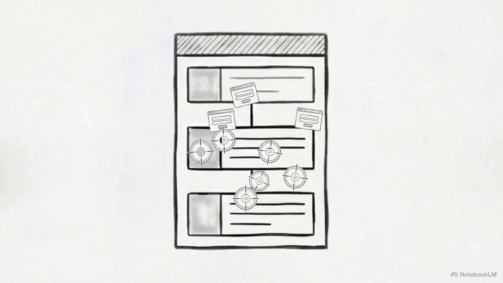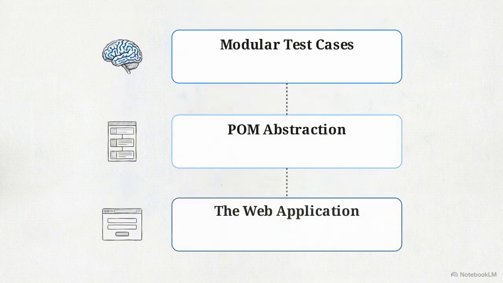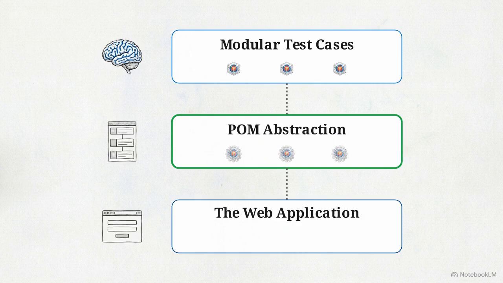Once you expand this pattern from a single web page to the entire application, you create a complete enterprise testing ecosystem. The page object model wraps the chaotic front-end UI inside a predictable, object-oriented API that your tests can trust. A mature, scalable automation architecture operates on 3 distinct layers. Modular test cases sit at the top, the page object abstraction sits in the middle, and the raw web application sits at the bottom.